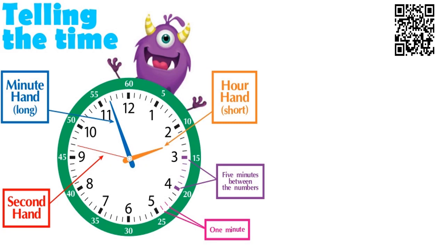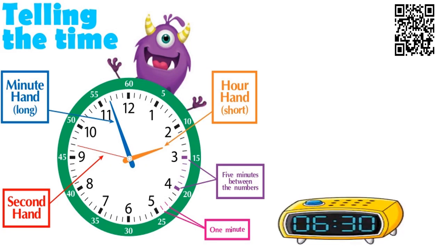If we want to express the time or write the time in the digital form like this, we will look at the short hand. The short hand reads the exact number which it is referring to. If the short hand is referring to 3, we will write here in hours 3, here on the left. If it's referring to 6, we will write here in hours 6.